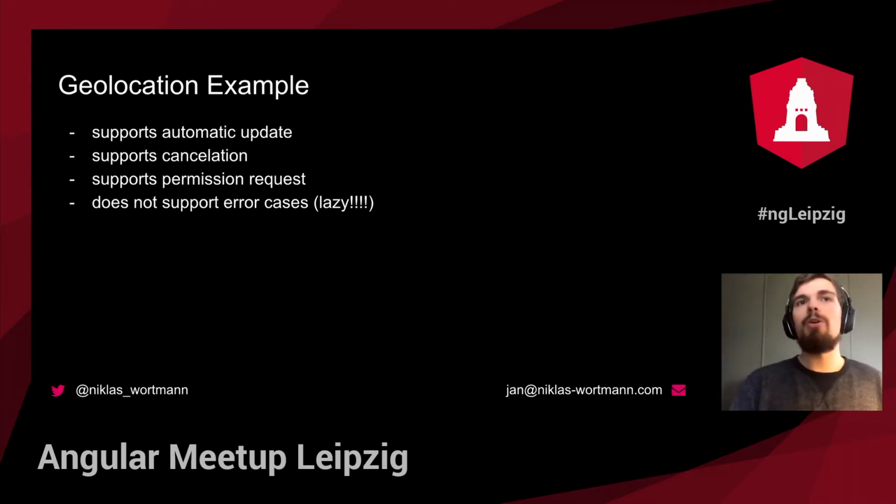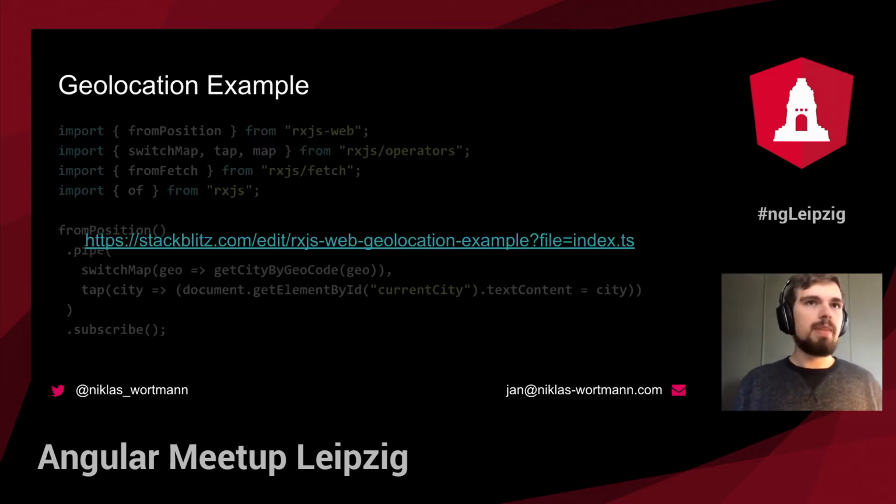And it would throw an error when the user says, nope, I don't want to share this information with you, which would kind of destroy the whole example here. But for this example, it worked great. I also did not implement error cases, like, for example, what happens if the user does not grant me access to this API. It's possible with RxJS-Web. I was just too lazy to do it, to be honest.